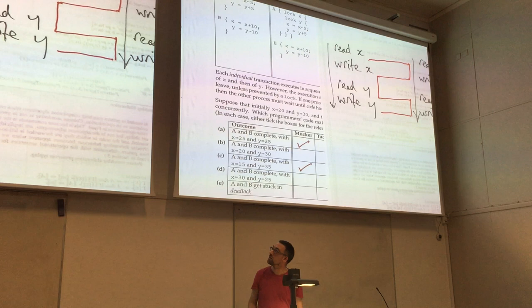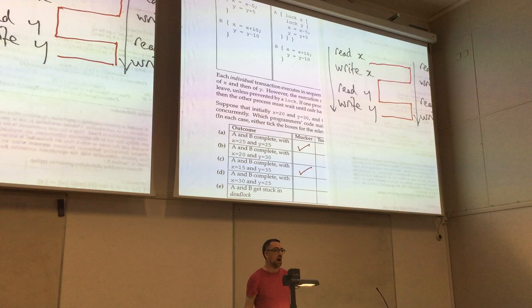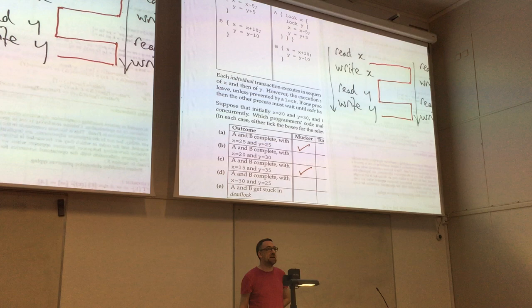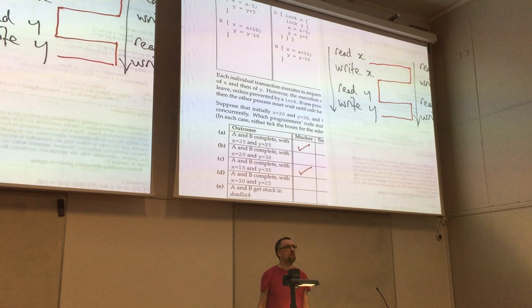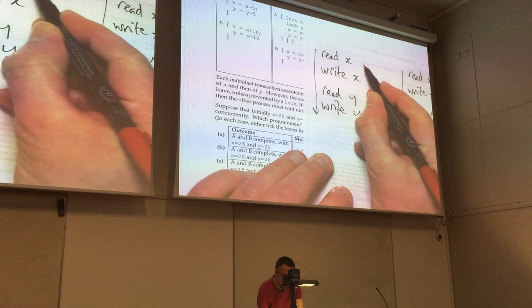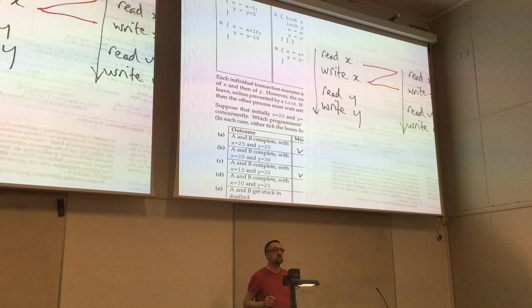Next question. How about the outcome X is 30 and Y is 25? Is that possible? How could it possibly happen? Well, if X ends up with 30, that means that B has done its thing to X, but A's impact on X hasn't happened at all. So that could happen like this. Maybe A reads first, B reads second, but if A writes first before B writes, then the subtracting 5 will be overwritten by the adding 10.